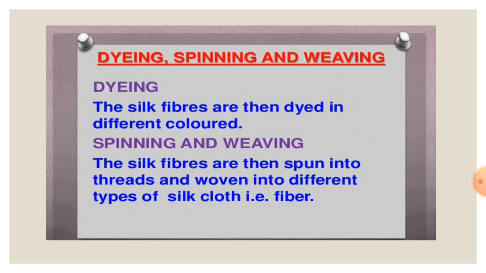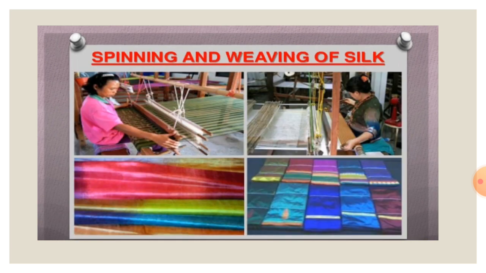Now the next is dyeing, spinning and weaving. Dyeing means these silk fibers are then dyed in different colors. As we have seen in the processing of wool, the dyeing of wool, because we want colorful wools, same way here also, we want colorful silk. So we get these dyed in different colors. Then spinning and weaving. These silk fibers are then spun into threads and woven into different types of silk cloth.